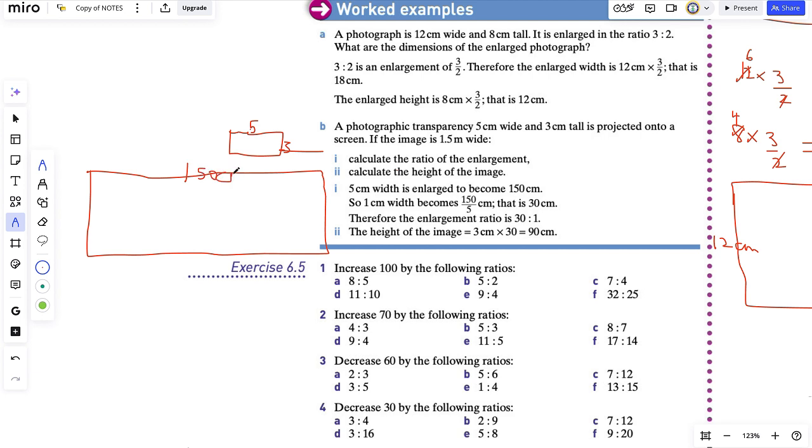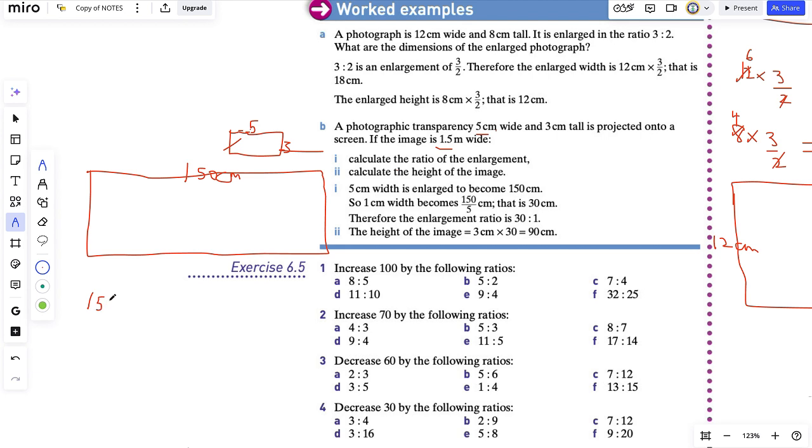Why did we convert? Because this is 1.5 meter, and remember, the original size was 5 centimeter. Meter and centimeter cannot be mixed. You have to convert the meter to centimeter, so it becomes 150 centimeter. Calculate the ratio of the enlargement. To find the ratio, you say the ratio of enlargement is 150 divided by 5. You compare the length of this, divided by this. It's like scale factor in maths later in another chapter. So the ratio will be 150 over 5, which is 30, right?